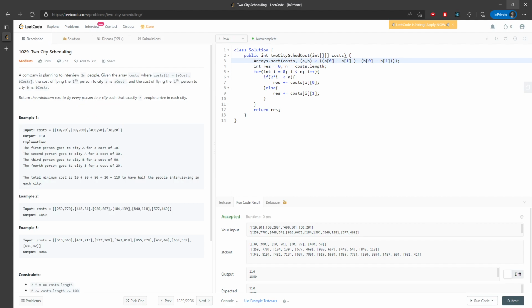So let's talk about time and space. For the sorting, it's going to be C log C, where C is representative of the cost. The loop is O(n), and O(n) is definitely shorter than C log C. So the worst case for the time is going to be C log C. And the space is going to be constant, right? This is the solution, and I will see you next time. Bye.